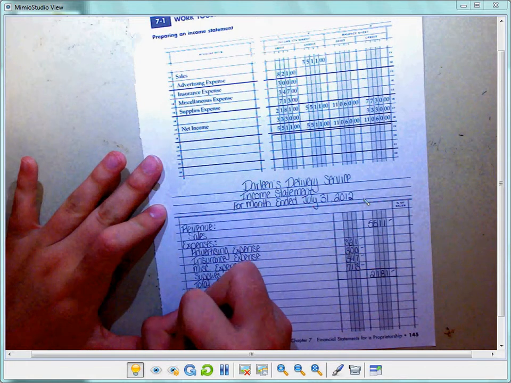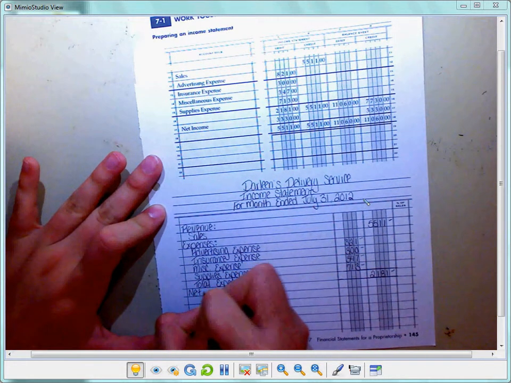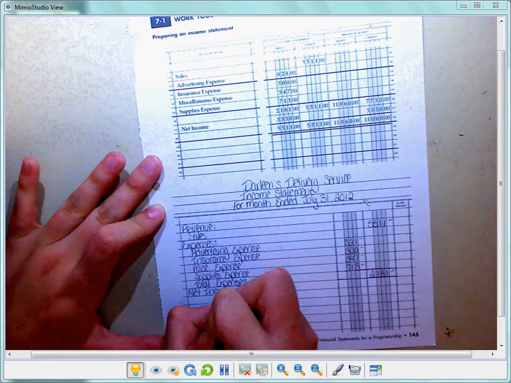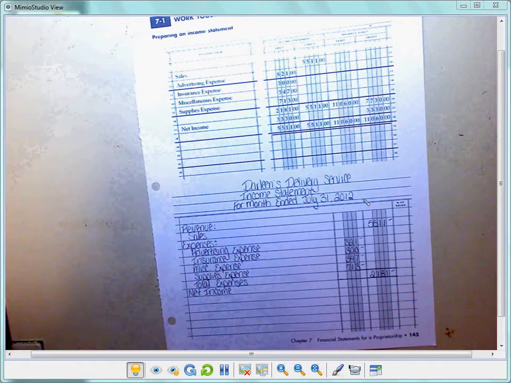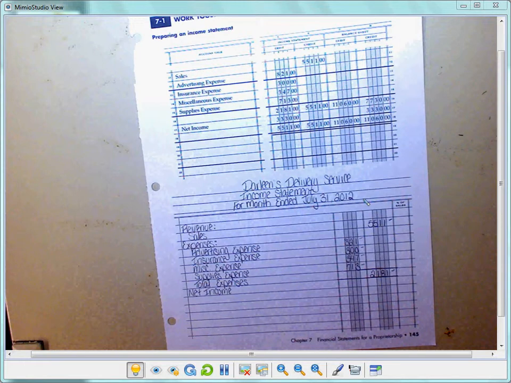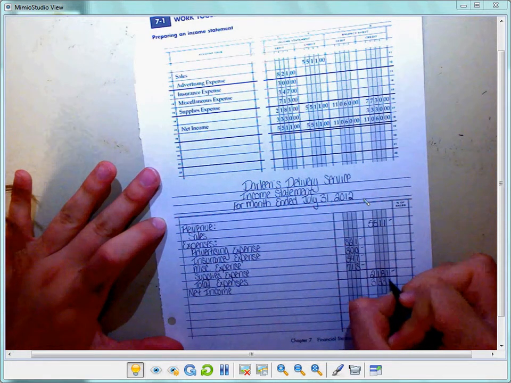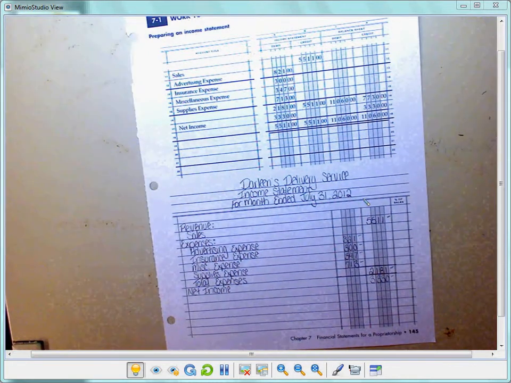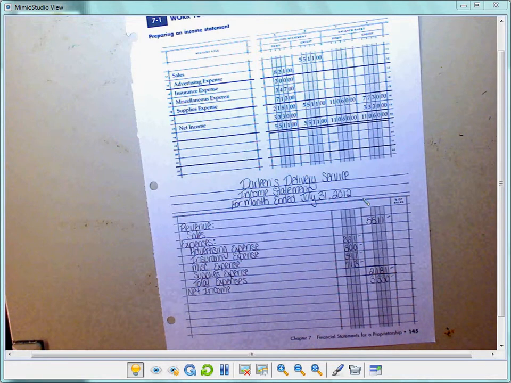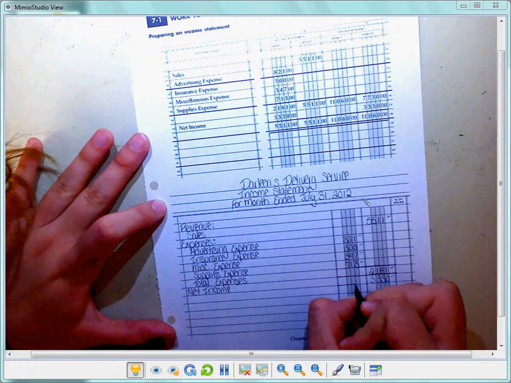Net income will not be indented. And then we would subtract, so we take our sales minus our total expenses, and we should get $3,330. Does this number match our net income that they show on the worksheet? Okay, so that means we're good. Now we can double rule across both of those columns.